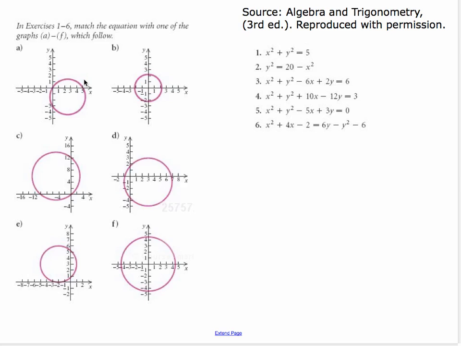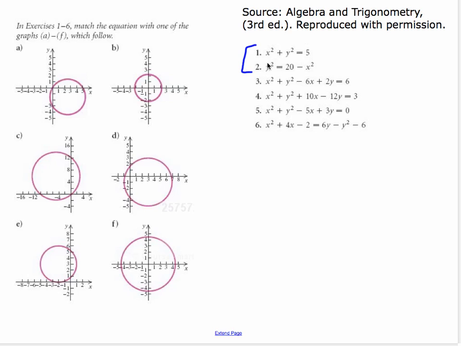In this question, they are asking us to match an equation with a graph. So here I've got 6 equations. I've got to match. First thing I would do is take a look at the equations.